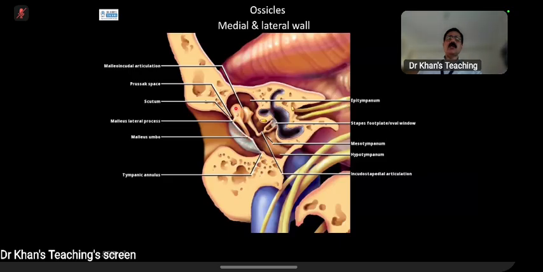So, once again, this is the portion of the malleus which is attached to the tympanic membrane. Then the head goes into the epitympanum, and then this is the body of the incus, short process, the long process, incudostapedial joint, anterior process, posterior process, and this is the footplate which is on the oval window of the cochlea.